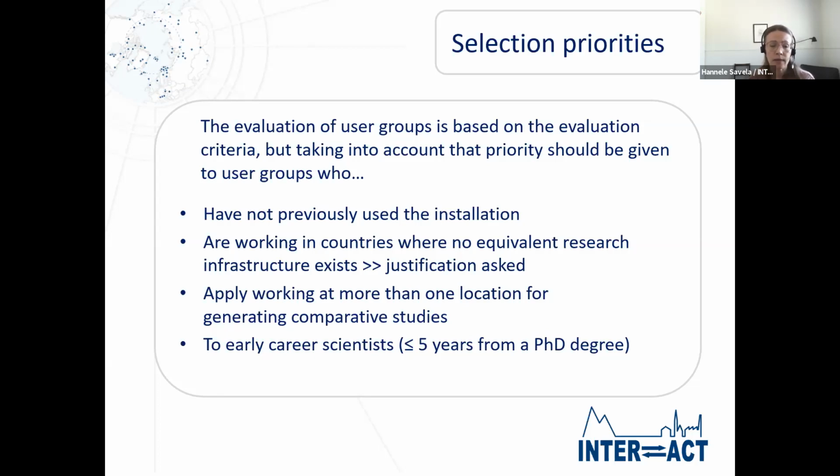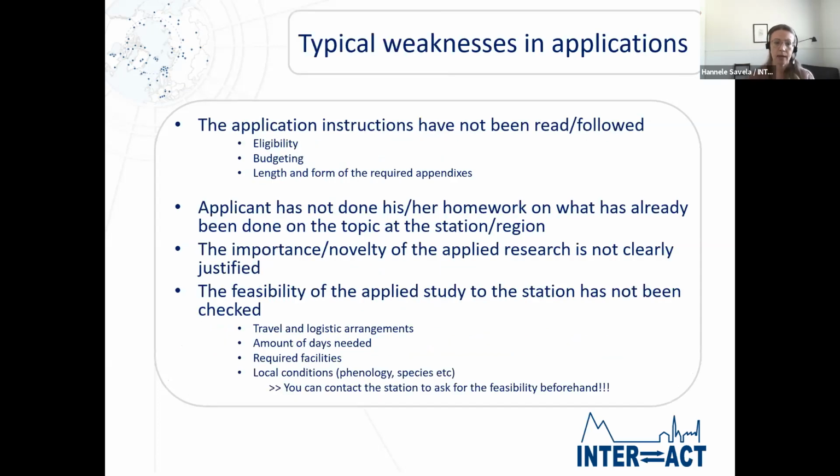Then we are also giving priority to scientists and research groups who apply working at more than one location to create comparative studies. And of course, we also want to support early career scientists who have less than 5 years from a PhD degree. These bullet points contain some typical weaknesses that we've observed in the applications throughout the years since 2011 when we started with this transnational access program.